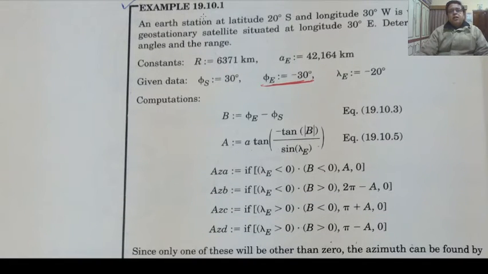Example 19.10.1. An Earth station at latitude 20 degree S and longitude 30 degree west is working into a geostationary satellite situated at longitude 30 degree east. Determine the look angles and the range. Constants: R equal to 6371 km, AE equal to 42164 km, phi S equal to 30 degree, phi E equal to minus 30 degree, lambda E equal to minus 20 degree.